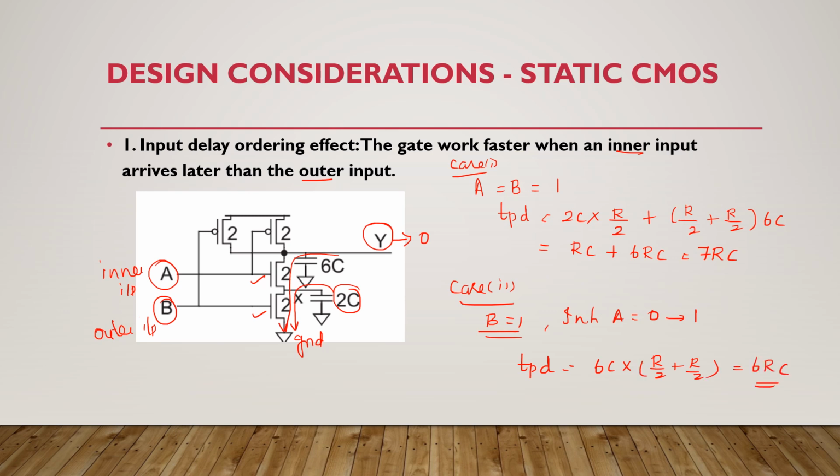So the conclusion here is, see, when the inner input arrives later than the other input, the propagation delay will be reduced. That means the gate is working faster. This is the conclusion. Clear?